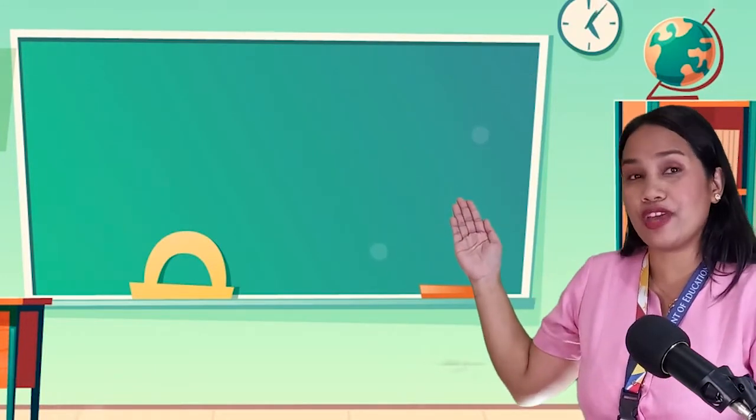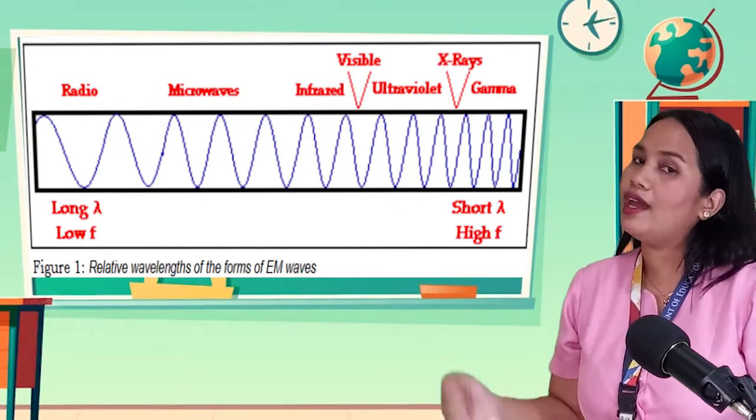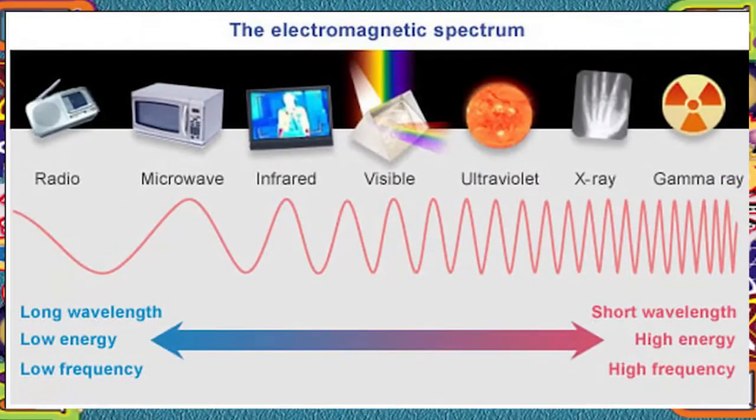We have here our figure 1, which shows the electromagnetic spectrum and its various regions, namely radio waves, microwaves, infrared, visible light, ultraviolet rays, X-rays, and gamma radiation. The longer wavelength, lower frequency regions are located on the far left of the spectrum, and the shorter wavelength, higher frequency regions are on the far right. Two very narrow regions within the spectrum are the visible light region and X-ray region.